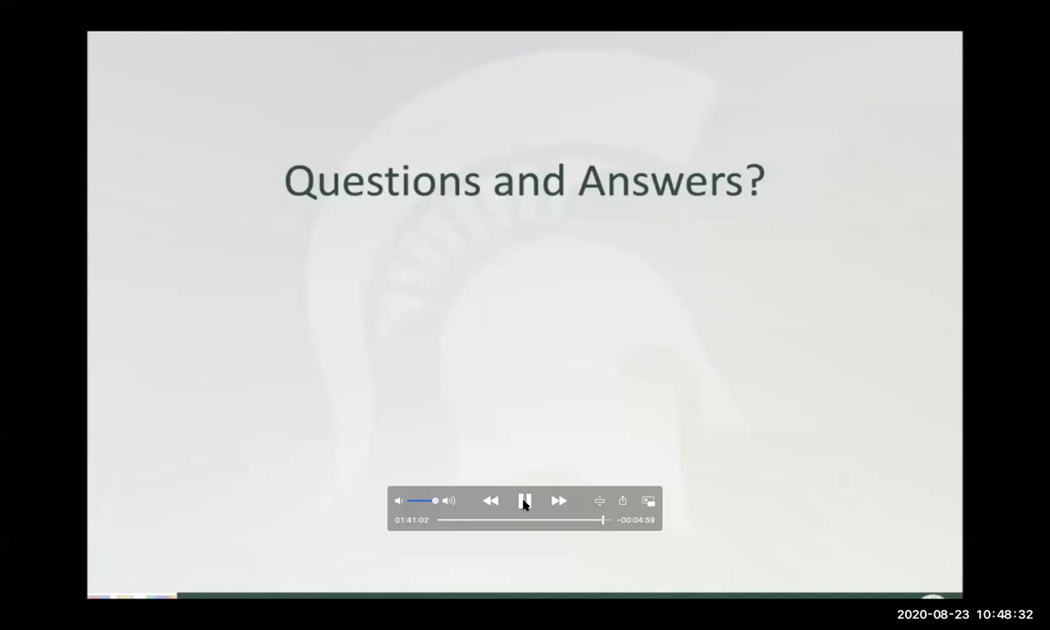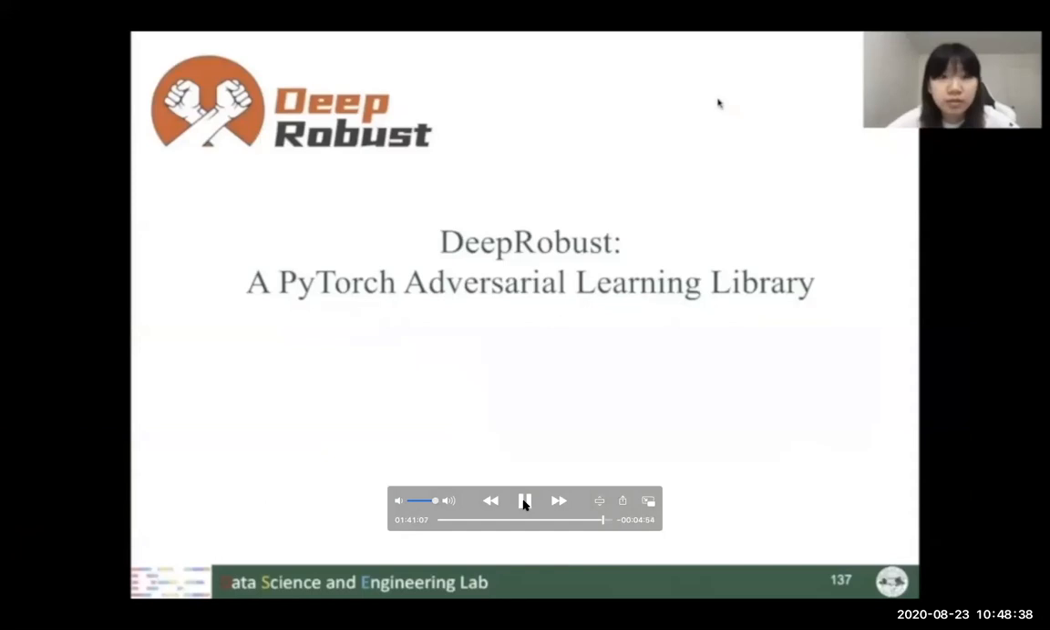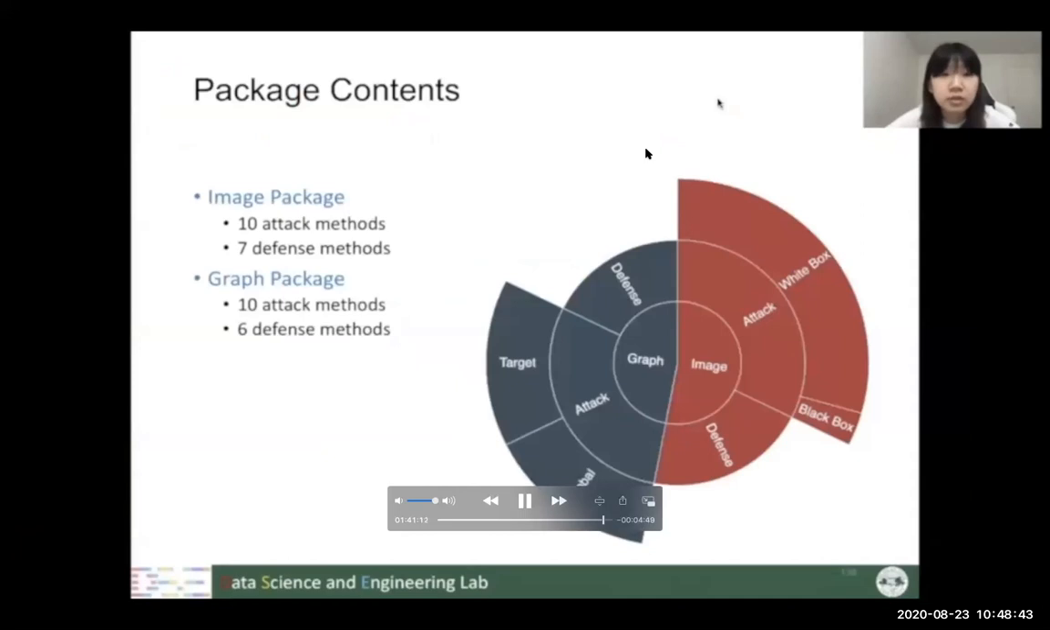Now we come to DeepRobust. DeepRobust is a PyTorch adversarial learning library which contains the aforementioned algorithms. It contains two sub-packages, image and graph. The image package contains 10 attack methods and 7 defense methods. 9 of the attack algorithms are white box attacks, and one of them is a black box attack. The graph package contains 10 attack algorithms and 6 defense algorithms. Among those attacks, 5 of them are targeted attacks, and 5 of them are global attacks.